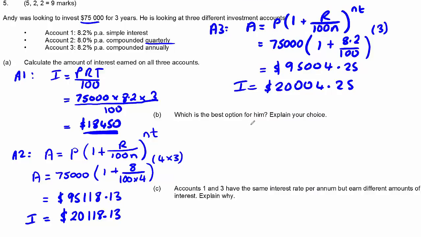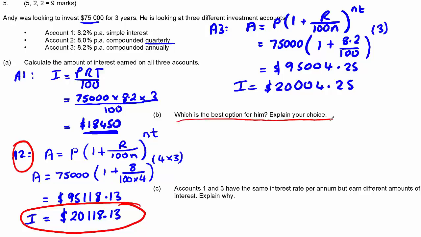Which is the best option for him? Explain your choice. Well, he wants to make as much money as possible, and this one here makes the most interest, so he should go for account 2. So we need to identify account 2, and we need to give the reason, because he gets more interest from account 2. Now, even if you've got some of these figures wrong, as long as you go for the one of yours that has the most interest, you're going to get the marks here.